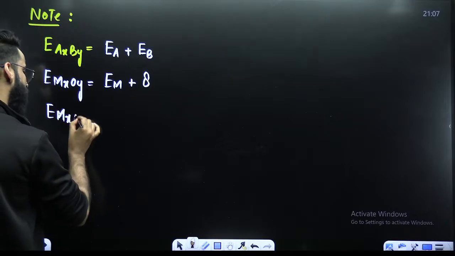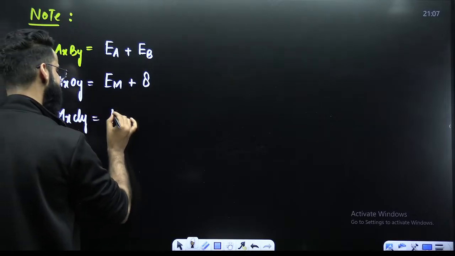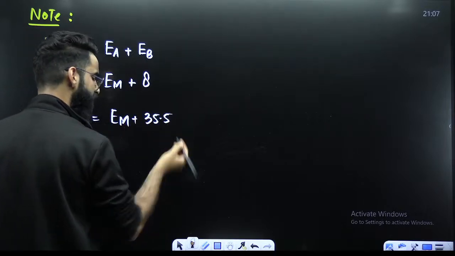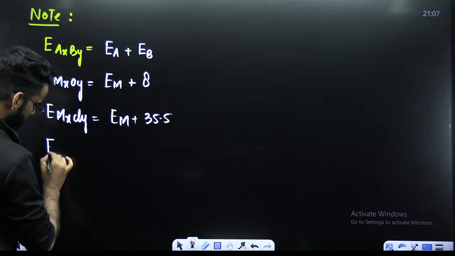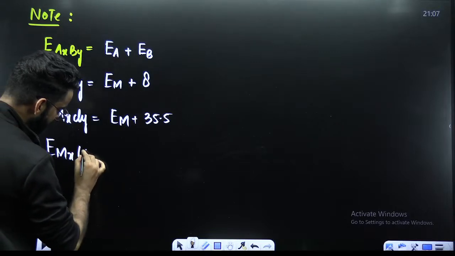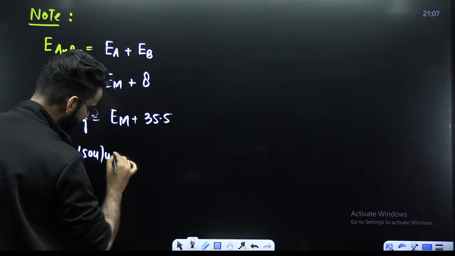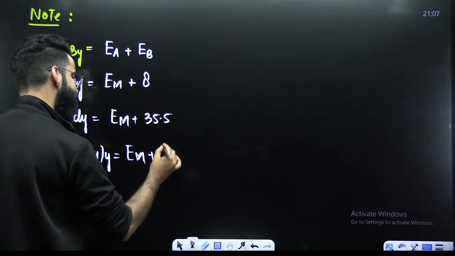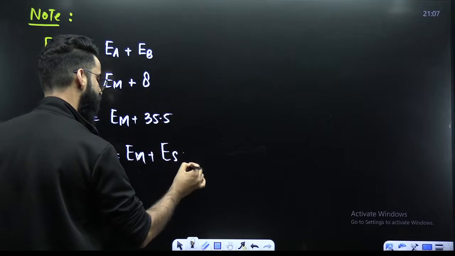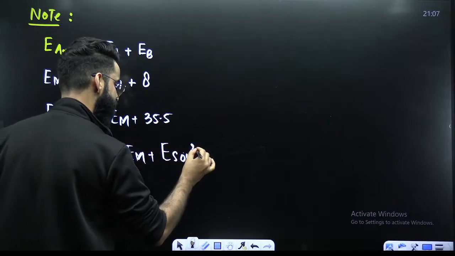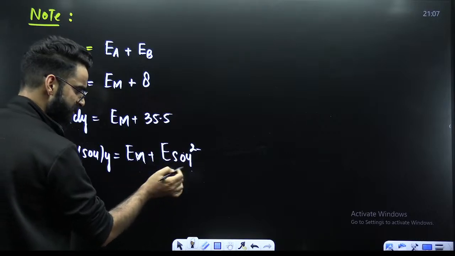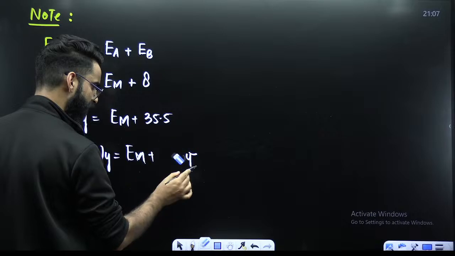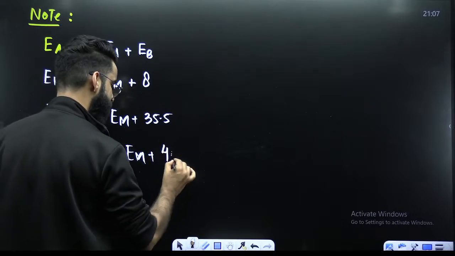Equivalent mass of metal chloride, for example, you can write directly as equivalent mass of metal plus equivalent mass of chlorine, which is 35.5. For example, equivalent mass of metal sulfate will be equal to equivalent mass of metal plus equivalent mass of sulfate ion, which will be equal to molar mass of SO4, that is 96, divided by its n factor, that is 2. So 96 divided by 2 is 48. So you can just write 48.